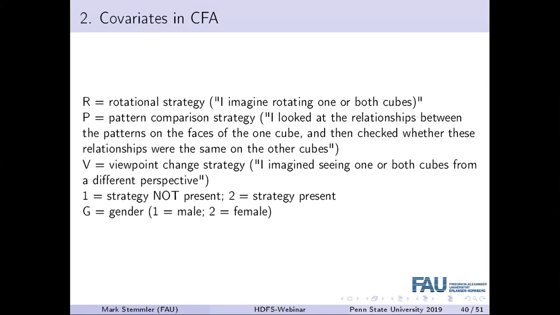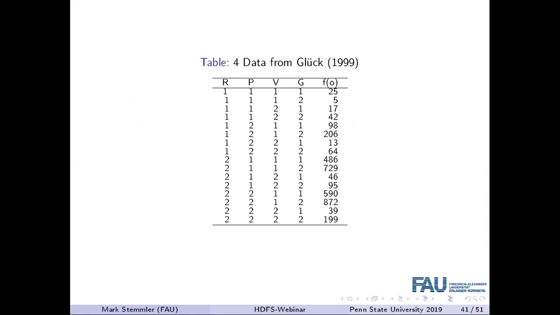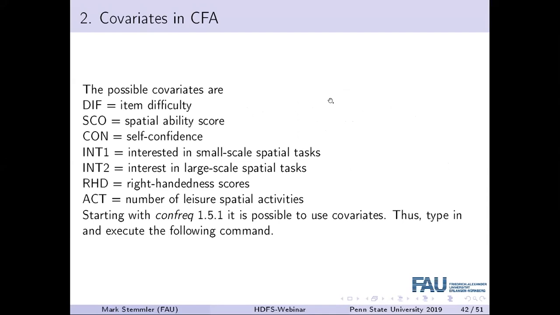So we have the rotational strategy, the pattern comparison strategy, and the viewpoint change strategy. One means the strategy was not present, two means it was present. Then we have gender, males and females. And this is the table that we are analyzing, with the strategies, gender, and frequencies. And here we have a number of covariates. I will not explain them all, but very interesting was item difficulty, how difficult the specific task was, and spatial ability score, right-handedness, and so on.